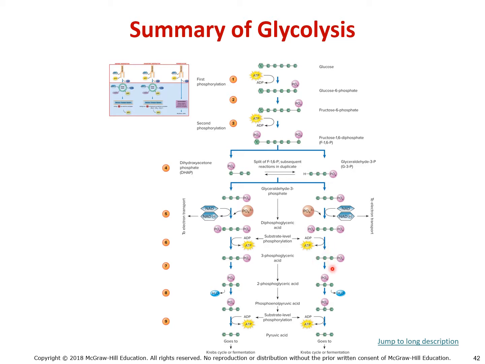Notice the 3-phosphoglyceric acid is going to then be converted to 2-phosphoglyceric acid. We're going to remove water, and we're going to be left with phosphoenol pyruvic acid, or PEP. PEP again readily wants to give up that phosphate to ADP to make ATP. So now we have a net gain of 2, and we're left with now 2 molecules of pyruvic acid.